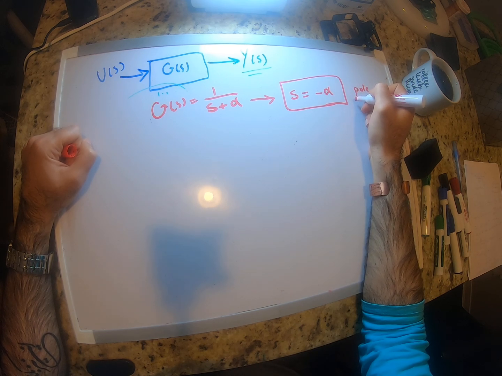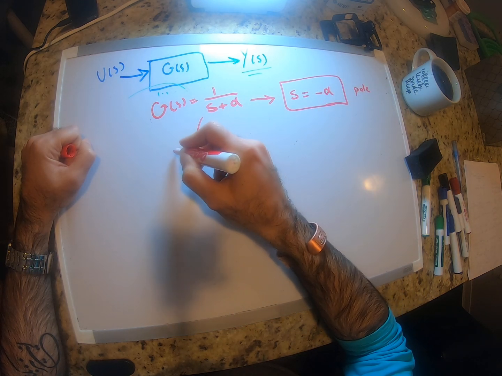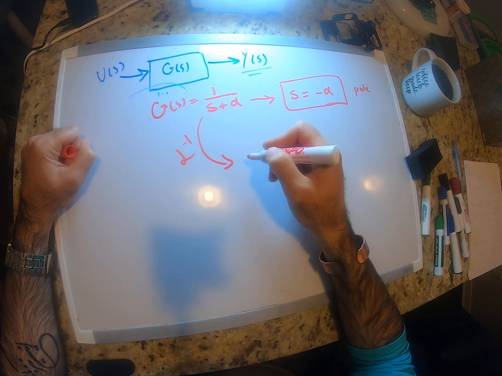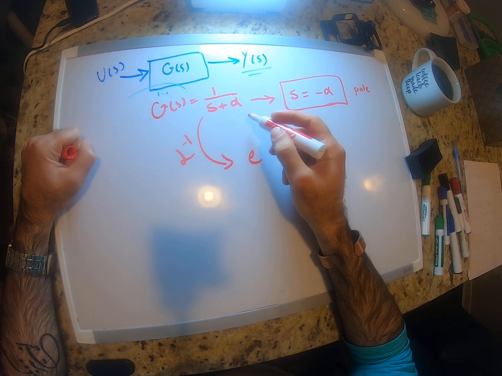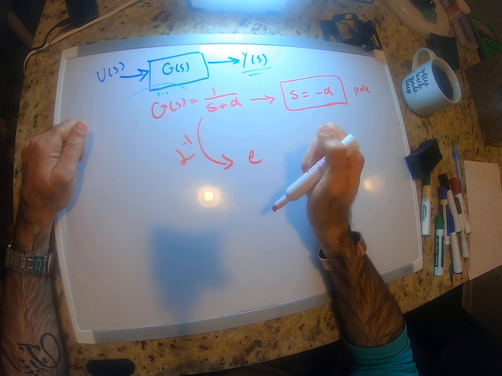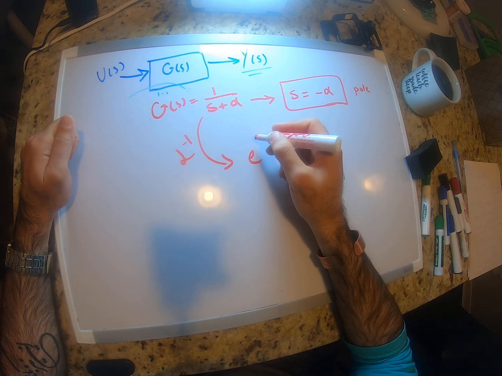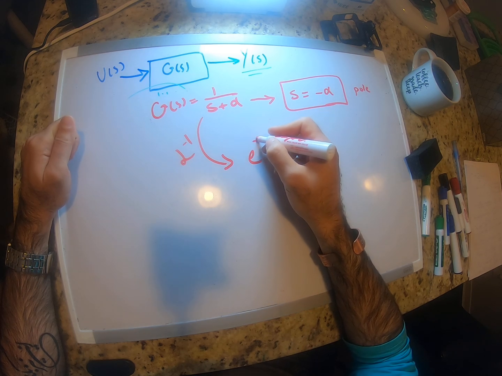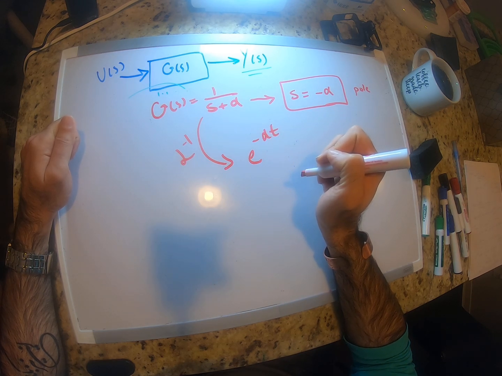Now, if you take inverse Laplace transform of this one, can you guys tell me what the time domain signal is gonna be? Okay, just pause the video and think about it. It's gonna be e to the power negative alpha t, right?